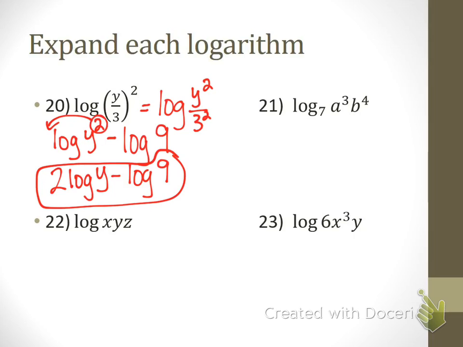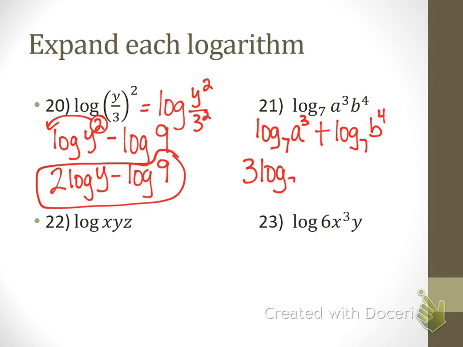Questions about 20? All right, on 21, what property should we apply first? Product. Here, we can't really apply the power rule first because how many powers do we have? 2, and they're on different variables, and that just gets weird. So we need to first split that product up. So log base 7 of a to the 3rd power plus log base 7 of b to the 4th. Now on this one, we cannot evaluate either of those exponents. So what happens with both of them? They both go to the front of their own log. So we have 3 log base 7 of a plus 4 log base 7 of b.